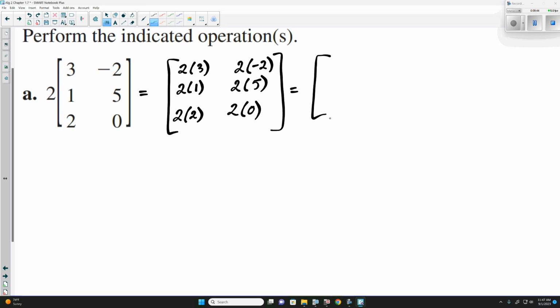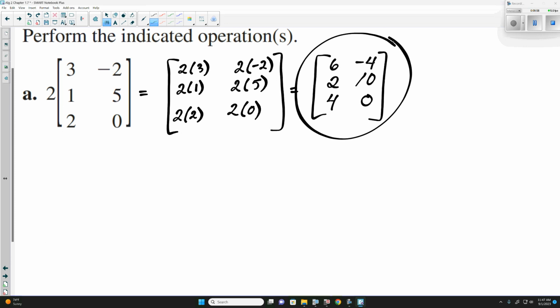And the last thing we need to do is simplify. So 2 times 3 is 6. 2 times negative 2, negative 4. 2 times 1 is 2, 10, 4, and 0. And that's it. Questions on this here?